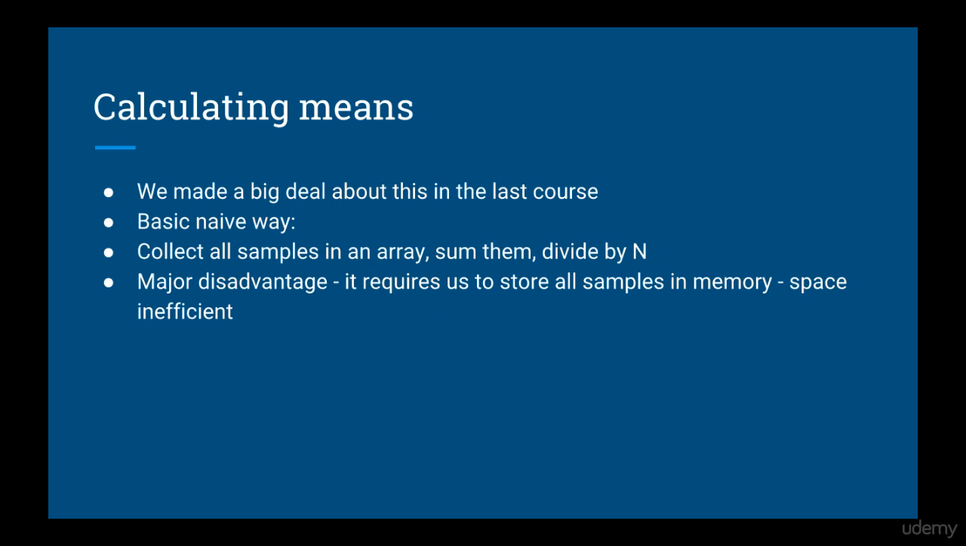In the previous reinforcement learning course, we made a big deal about calculating means. The most basic but naive way of calculating a sample mean is to collect all the samples in an array, sum them together, and divide by the length of the array. The major disadvantage of this is that it requires us to store all the samples in memory, which is space inefficient.